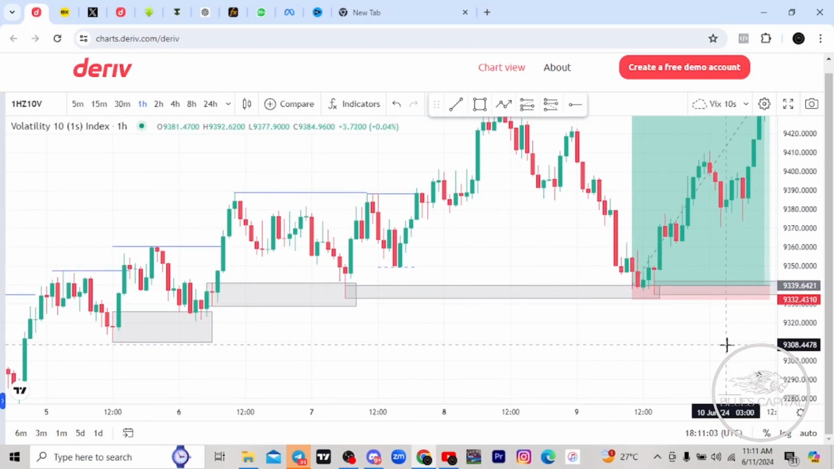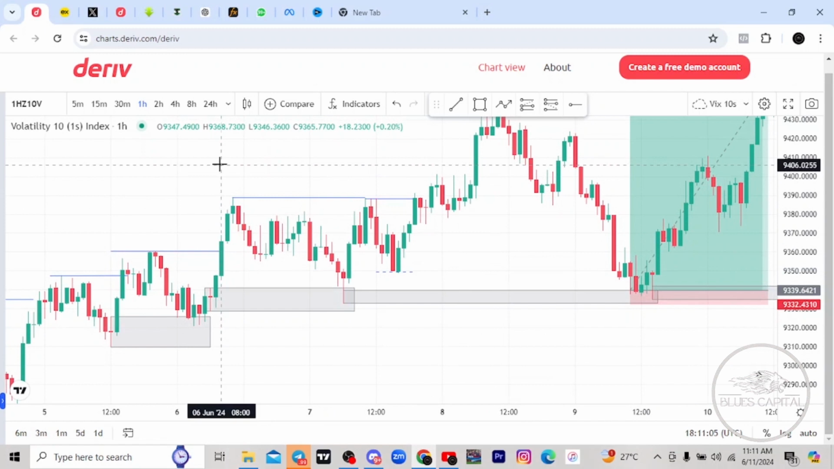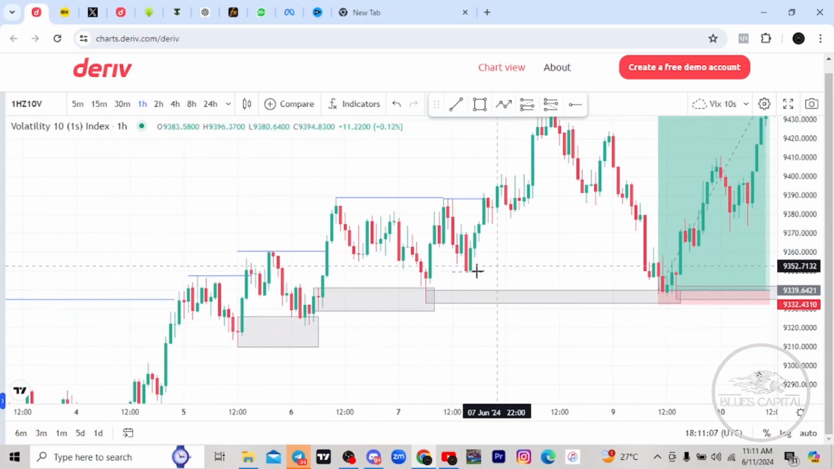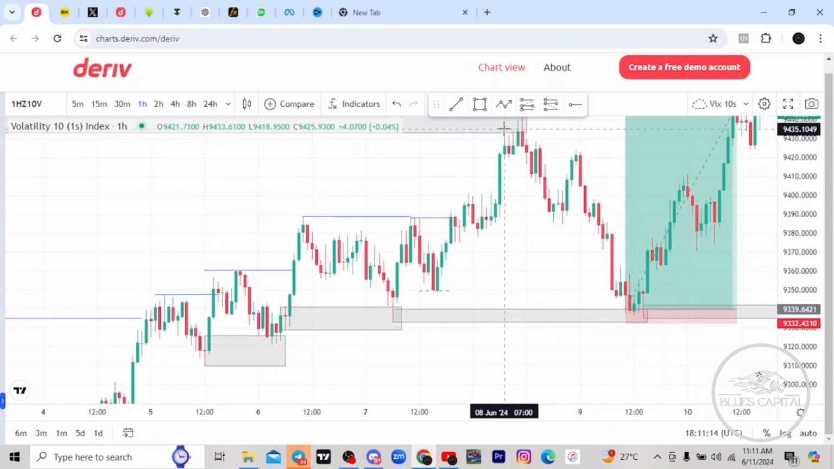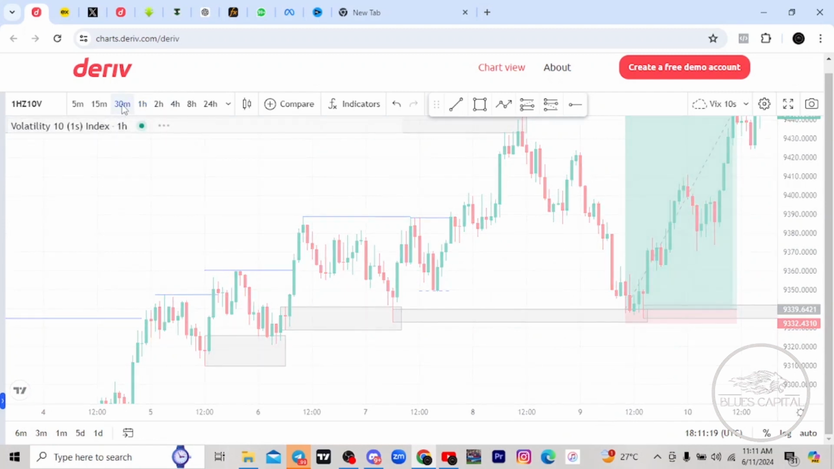That's when I started looking for a lower time frame entry. That's how I can join this trend. That's the bullish move right to these highs. So moving down to a lower time frame, which is 30 minutes.